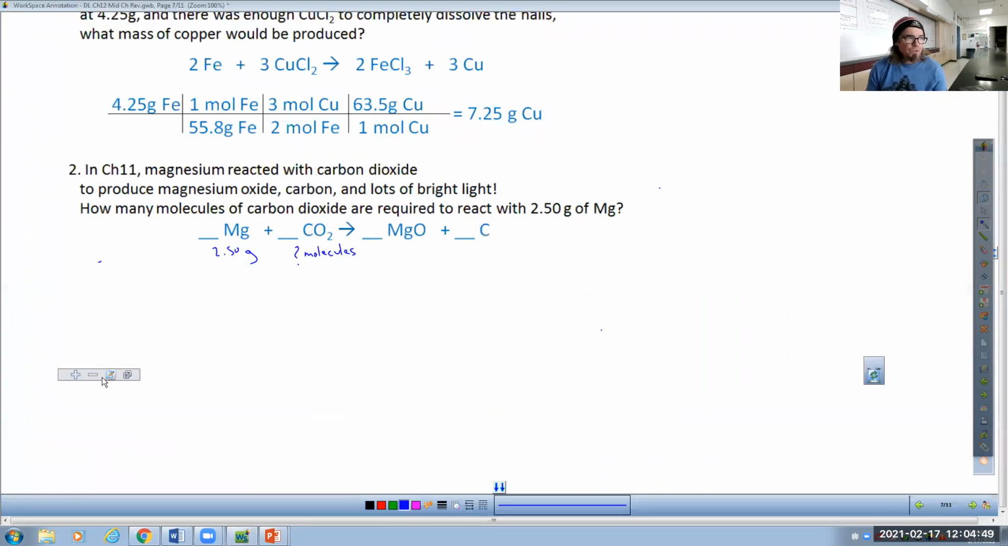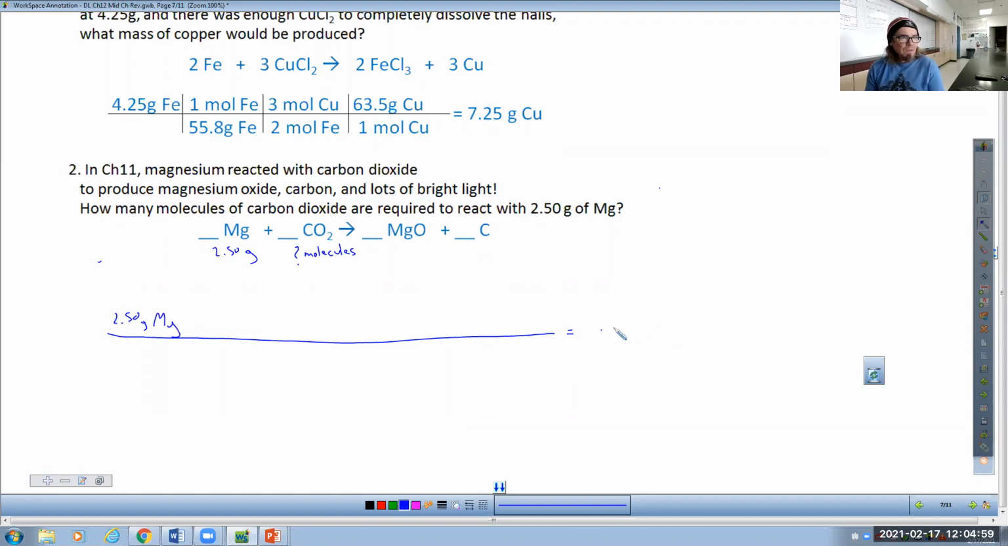That good? Question number two. All right, so conversion table. The given is 2.50 grams of magnesium and the answer is molecules, not liters, of CO2. All right, so to get there, we have to get out of grams of magnesium, get into moles of magnesium. Periodic table says 24.3. People keeping track of units, grams cancel out grams. We're now into moles. Now we're going to get out of moles of the given substance and get into moles of the answer substance.